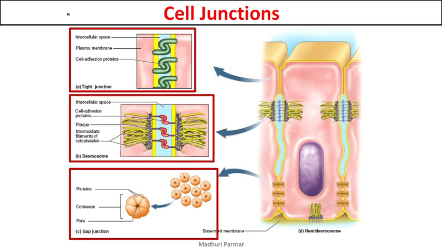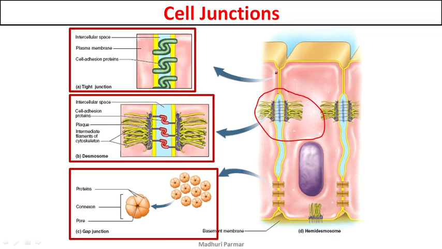Now let us see. Okay, these are the tight junctions between the two cells. These are the proteins causing this. These are also called cell adhesion proteins. Okay. Then you have desmosomes, which are shown here. Here are the desmosomes. Okay. What you see is this part here.